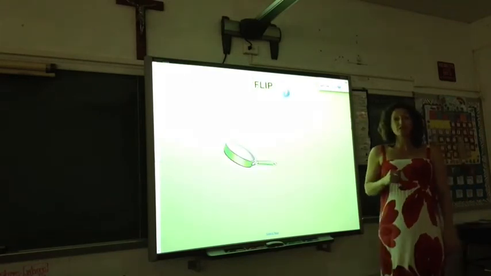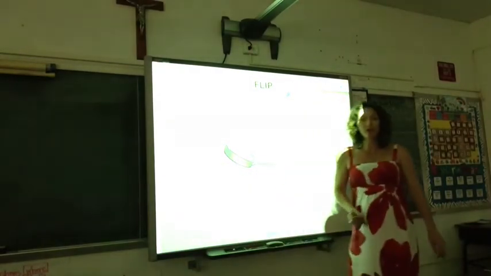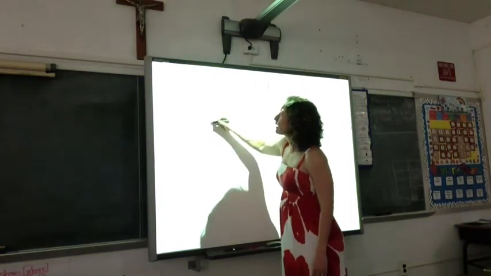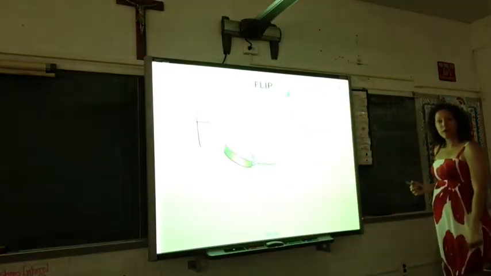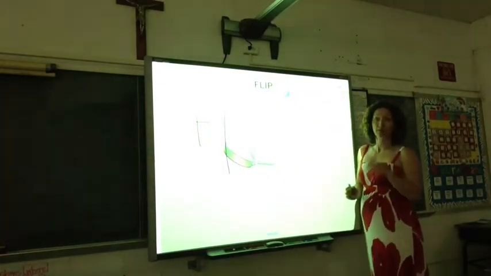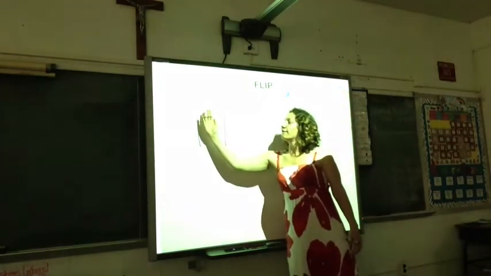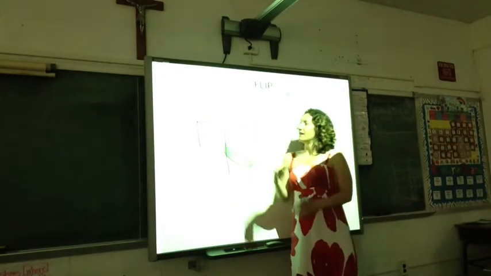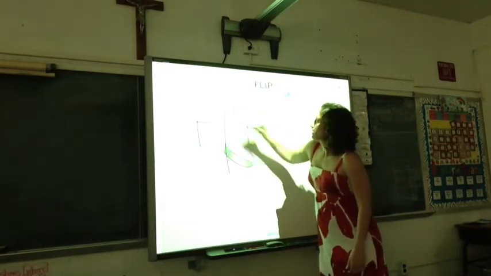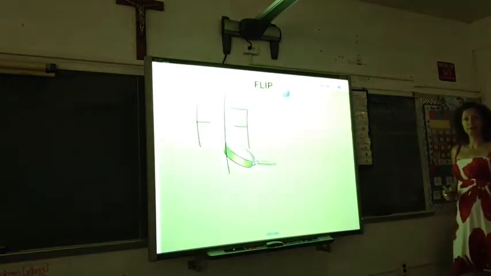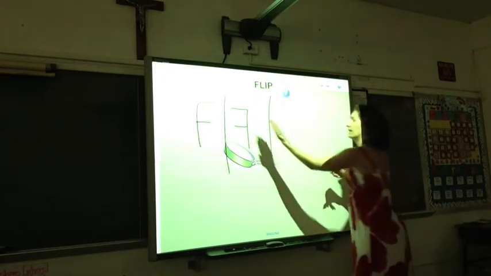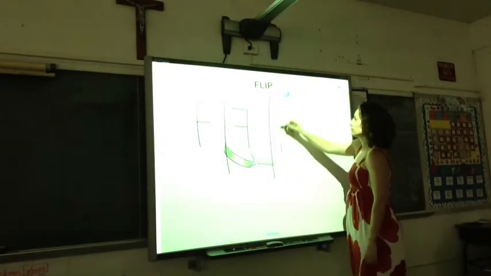Okay, the next move was flip. Remember, there are different ways to do a flip also. So let's just say I have the letter F right here. And I want to flip the F over. Let's say I want to flip it over this line. I'm going to take this F and I'm going to flip it like that. So if I flip it, it's going to look like the mirror image of an F. It's going to look like that. I can flip it again over this line, and it'll look like this.